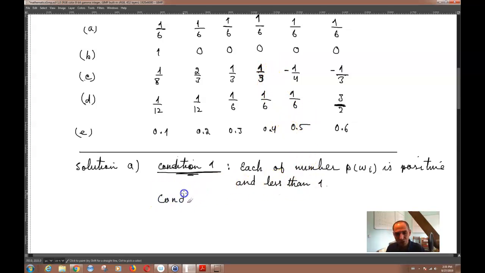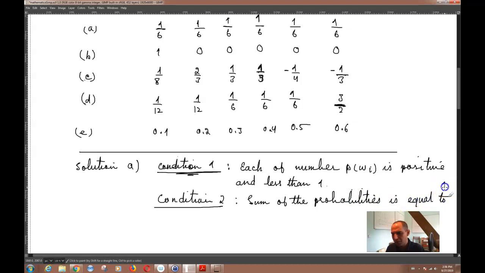And condition 2, the sum of the probabilities is equal to 1. Meaning that basically 1/6 plus 1/6 plus 1/6 plus 1/6 plus 1/6 plus 1/6 is equal to 6 times 1/6, which is 6/6, which is equal to 1.